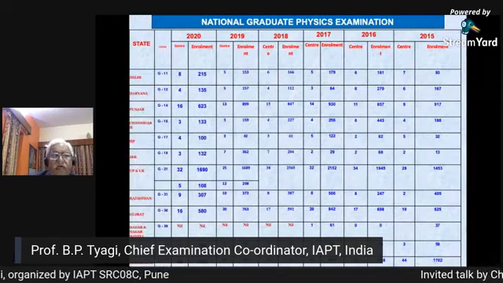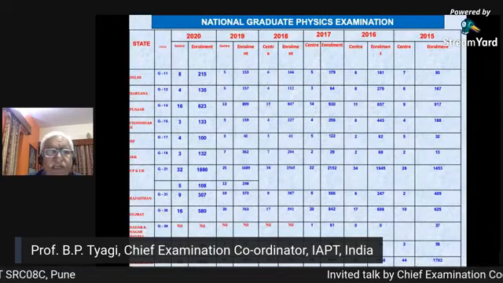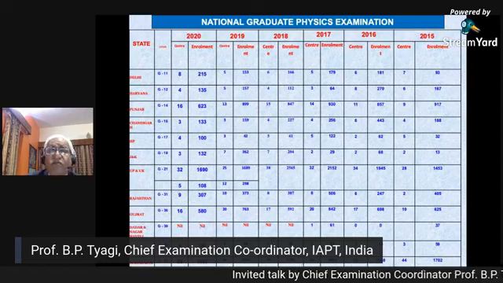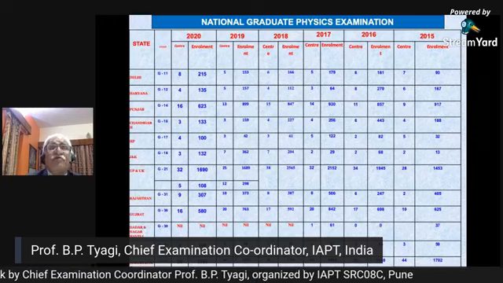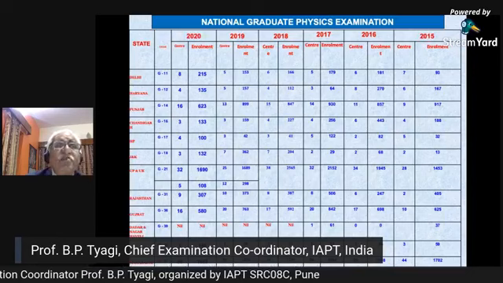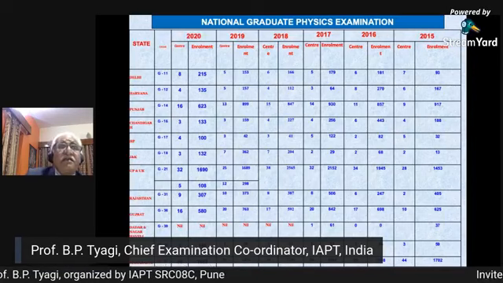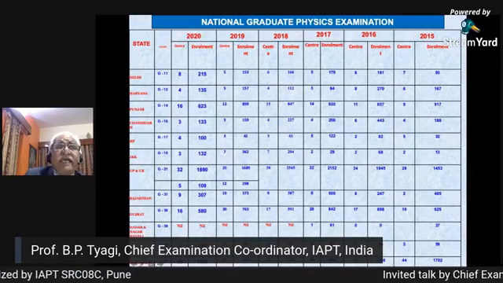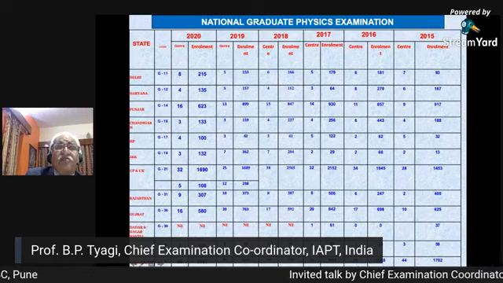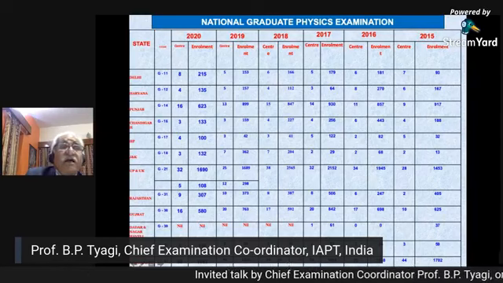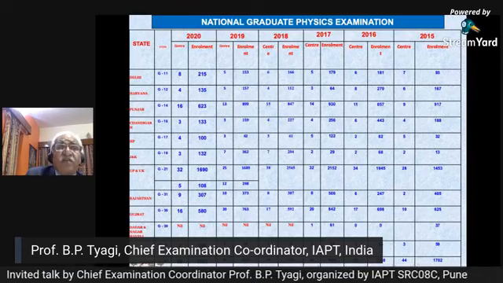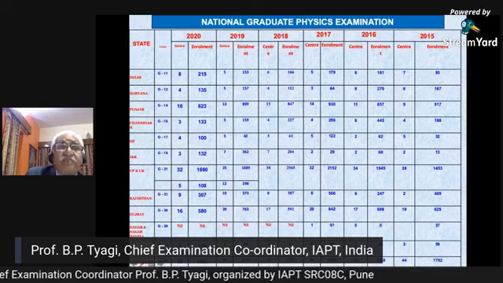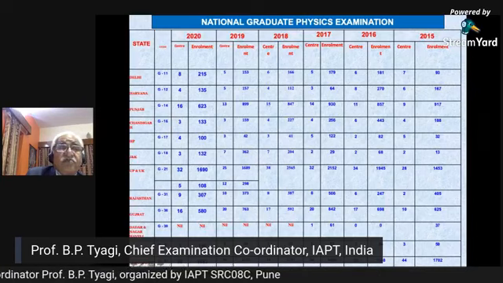This is the numerical figure of the National Graduate Physics Examination. Of course, this is a lot of numerics. I will just enumerate here a few things of 2020. In 2020, the number of centers in Delhi was 8 and the students were 215. In Haryana, the number of centers was 4 with 135 students. Punjab, 16 centers, 623 students.